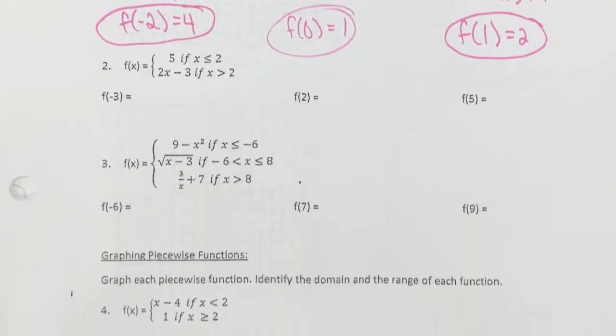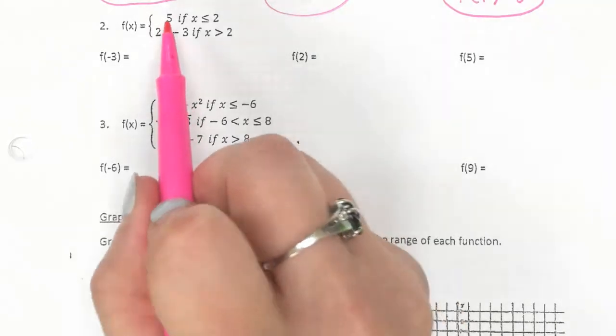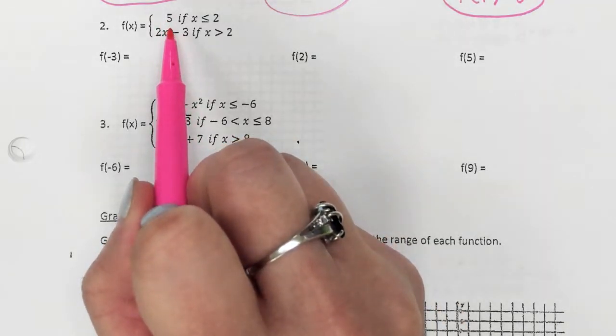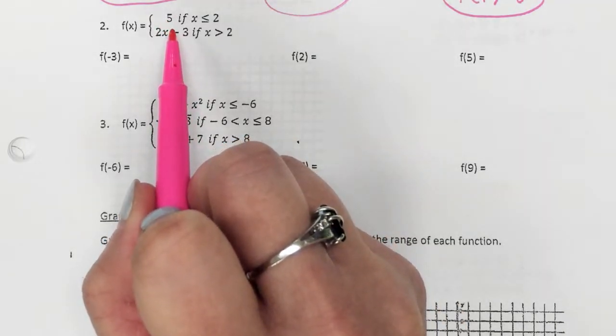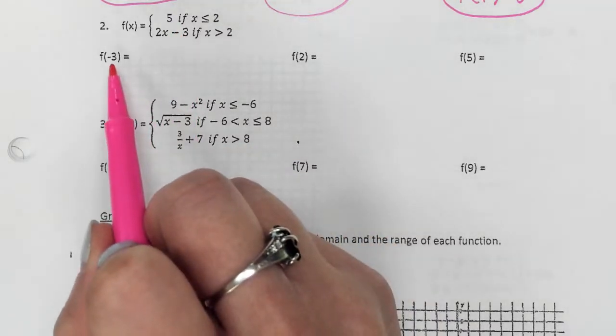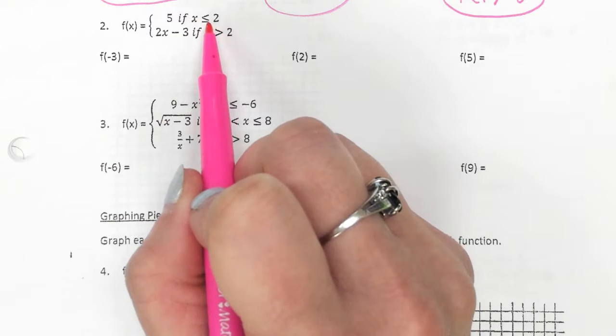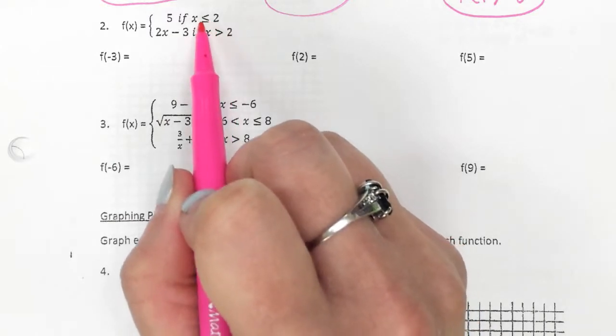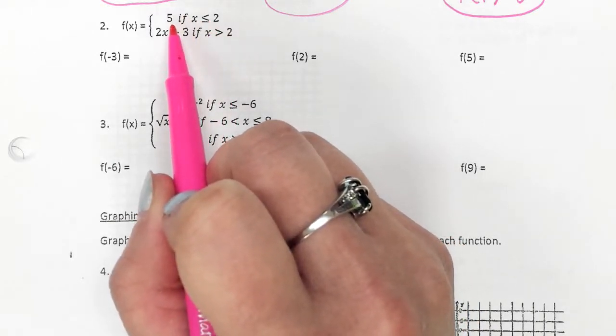So number 2, here we go. Number 2 is a little different. Is 5 ever going to change? It does not have an x with it. It's never going to change. It's just going to be 5. So let's look at this. -3. Negative 3, is that less than or equal to 2 or greater than 2? Less than or equal to. And so what's your answer? 5. Just 5.